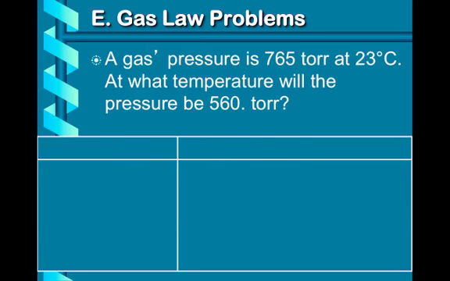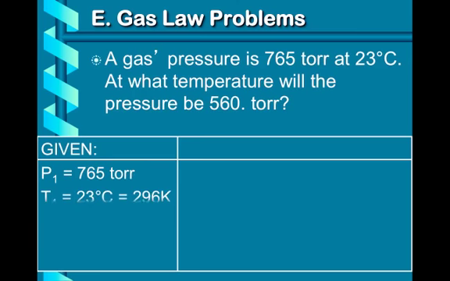Alright, our third example problem. A gas pressure is 765 torr at 23 degrees Celsius. At what temperature will the pressure be at 560 torr? Alright, so let's look at what we're given. Our initial pressure is 765 torr. Our initial temperature is 23 degrees Celsius. Remember, we must convert to Kelvin by adding 273. Our final pressure is 560 torr, and our final temperature is what we are looking for.